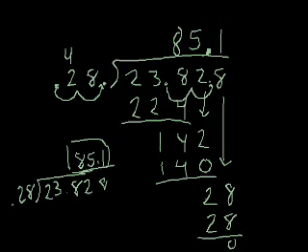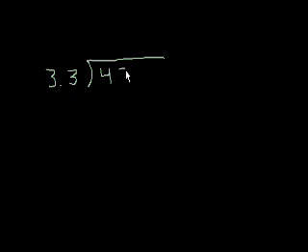Let's do another problem. Let's do 3.3 goes into 43.23. First thing we want to do is move the decimal. We just have to move it one space here. So we move it one space here as well. Put the decimal right up here. And now it's just a level 4 division problem.